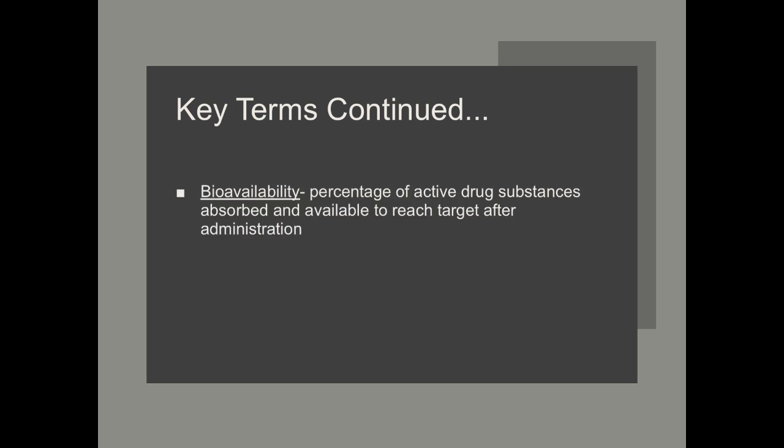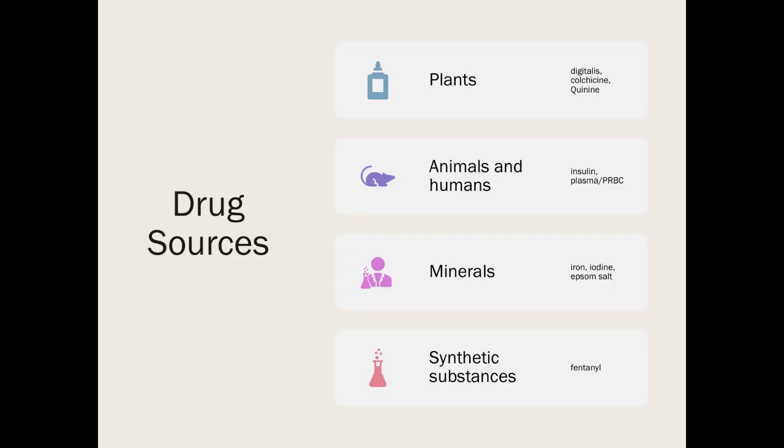Okay, you're tired of all these key terms, but one more. Stay with me. Bioavailability. Bioavailability is kind of the percentage amount of that active drug available to reach its target. So if I give a drug that I want to affect the heart, how much of it is available to actually act upon the heart? And that's your bioavailability. Okay, you haven't given up on me quite yet. That's a good thing.